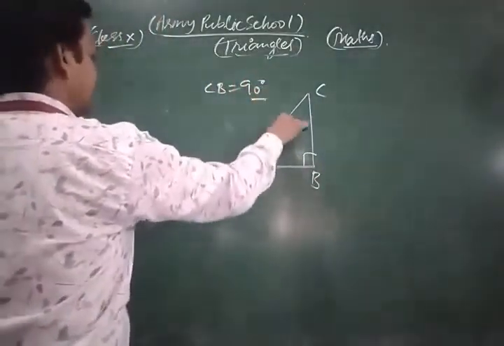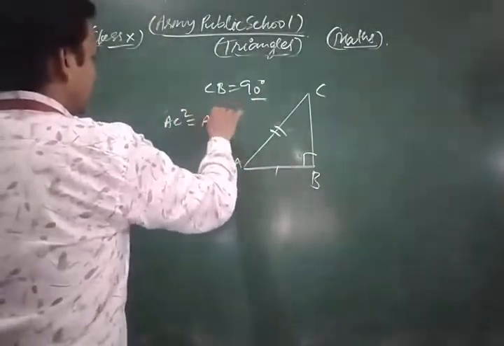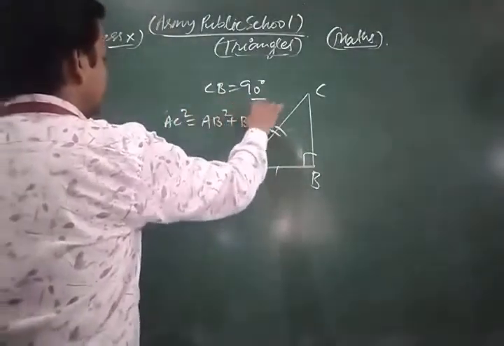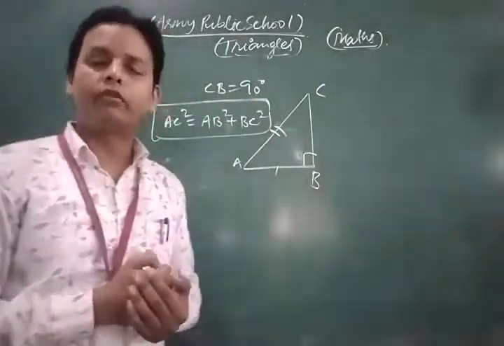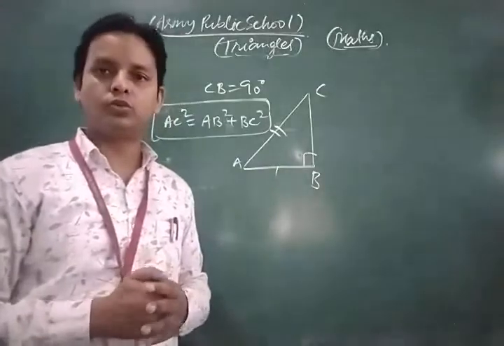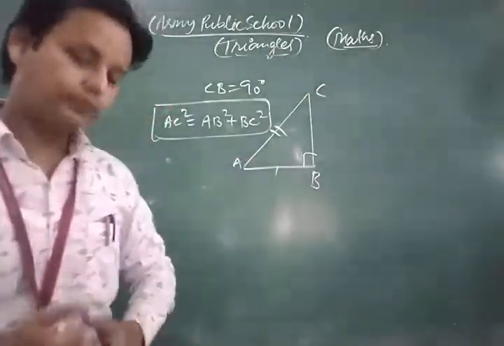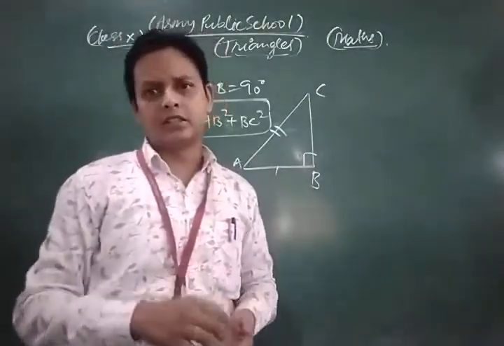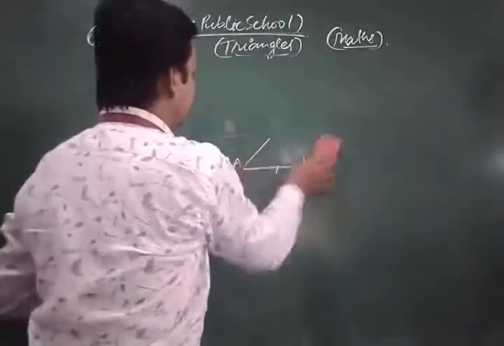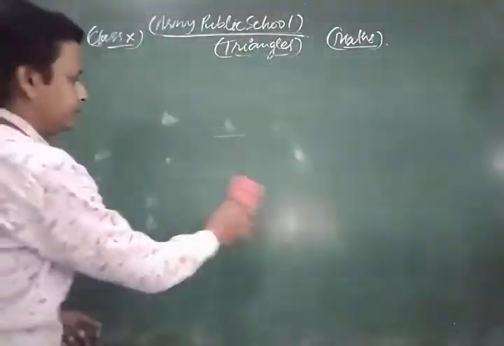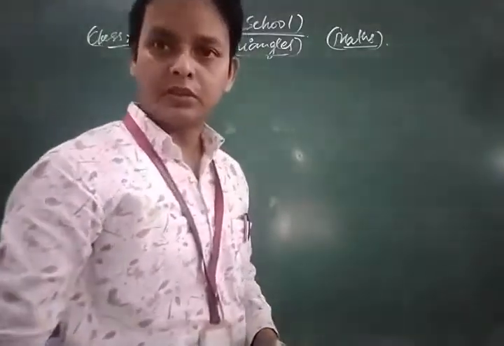Then in that condition, the square of the hypotenuse is equal to AB square plus BC square. It means the square of the hypotenuse of any right angle triangle is equal to the sum of the squares of the other two sides. This is the important concept. Now we will solve some important NCERT questions based on this topic.